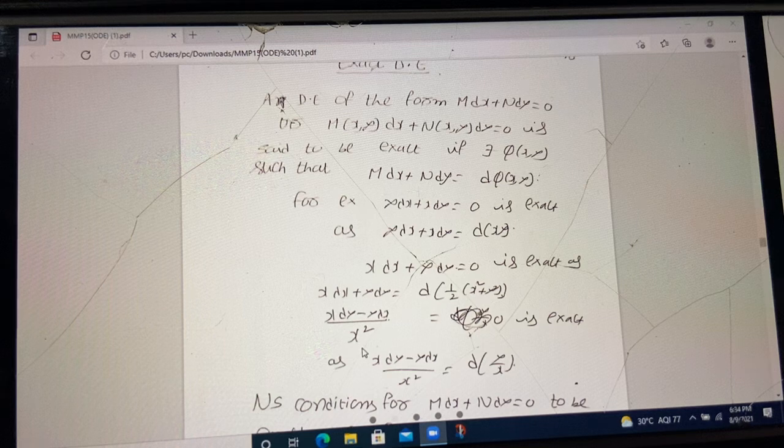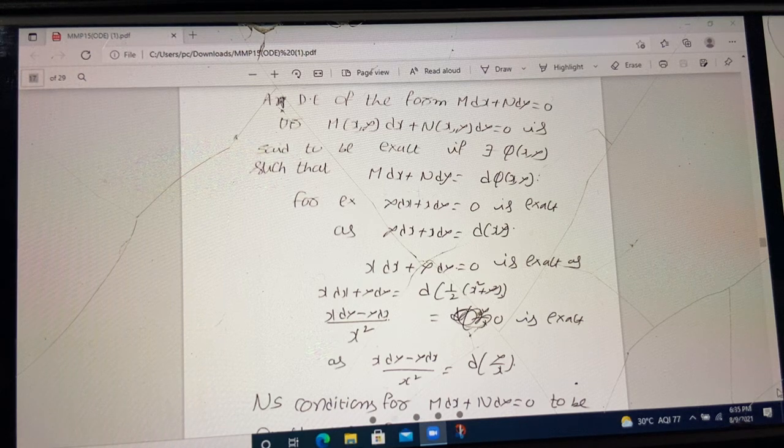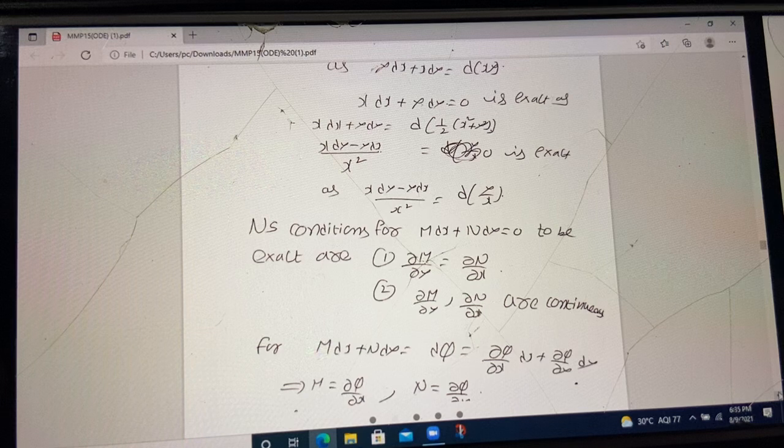So there are different ways of checking whether it is exact or not. This is the original definition, but it is difficult. Therefore, we need a necessary and sufficient condition, a shortcut for checking whether the given equation is exact or not. The original definition is that you should be able to write this in the form d of phi. Here we are not able to because it's so difficult. Therefore, we need a theorem, that is the NS condition.